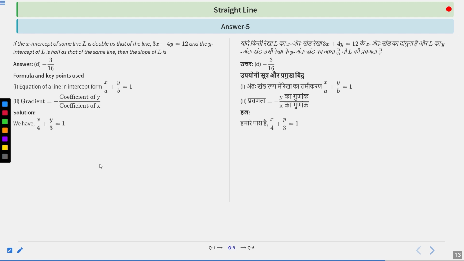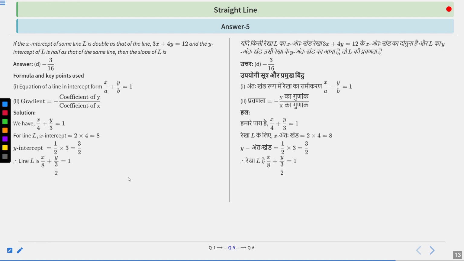So now we have the equation of line 3x plus 4y is equal to 12, which can be converted as x by 4 plus y by 3 is equal to 1, right? Now for the required line L, the x-intercept is given as twice the x-intercept of the given line. Therefore, the x-intercept will be 2 into 4, which is 8. Also, the y-intercept will be half of the given line, which is 1 by 2 into 3, which is 3 by 2. Therefore, the equation of line L is x by 8 plus y by 3 by 2 is equal to 1. Clear?